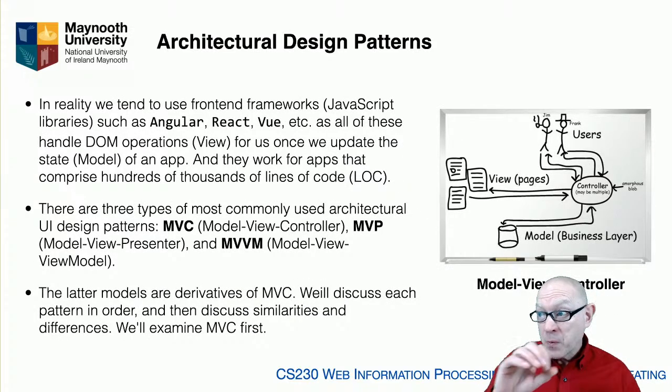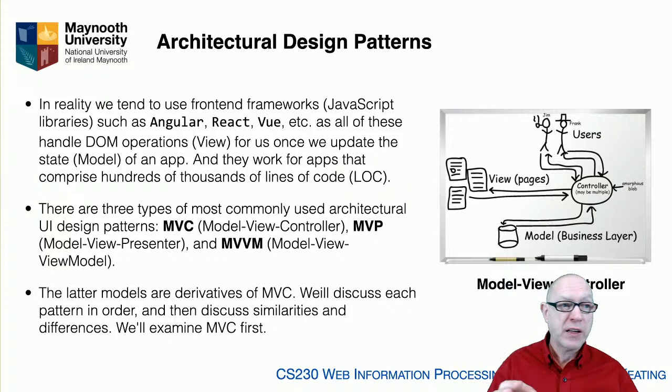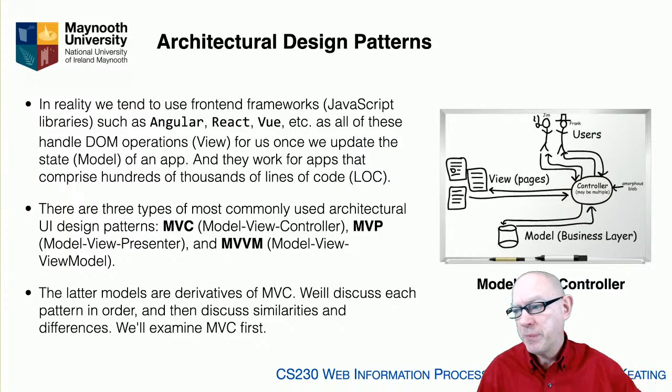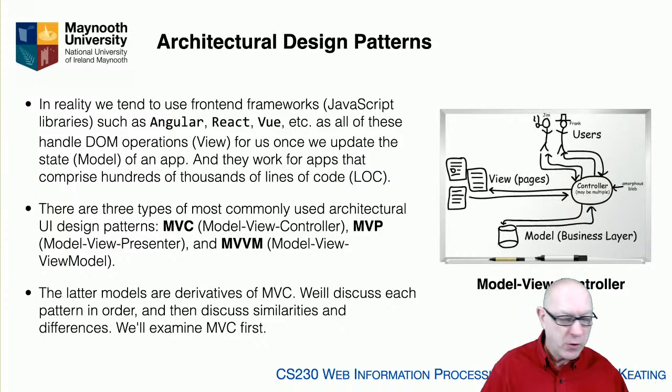So in reality, we actually tend to use front-end frameworks like JavaScript framework libraries such as Angular, React, and Vue. And these all handle the DOM operations for the view, once we automatically update the model of an app. And they work for apps that comprise hundreds of thousands of lines of code.